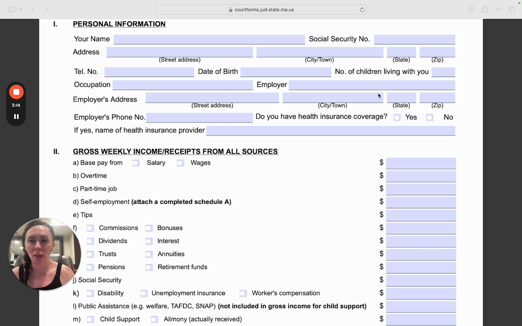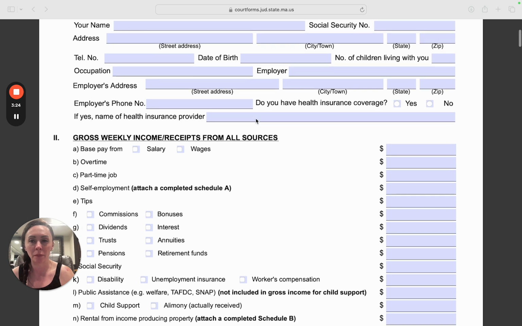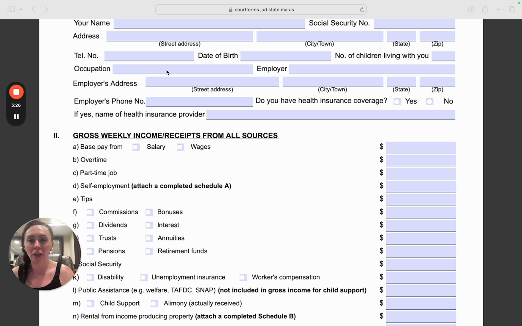Address, city, state, zip. That's pretty self-explanatory wherever you are living. Telephone number, date of birth, and the number of children living with you. Plug that information in. Occupation and employer. If you are a teacher and you work for the city of Peabody, put that right on in. If you are unemployed or if you're a stay-at-home parent or something like that, that's fine too. Just type that in, homemaker, employer, unemployed, and then leave the rest blank.